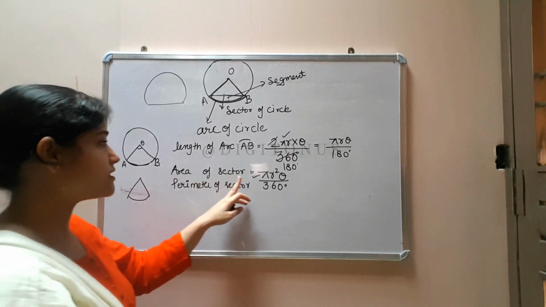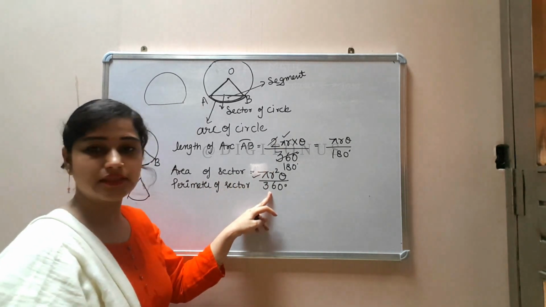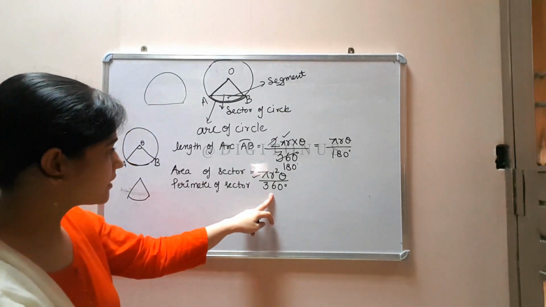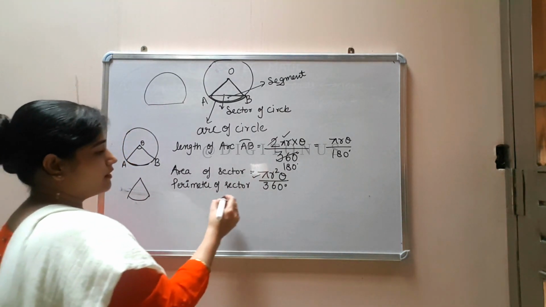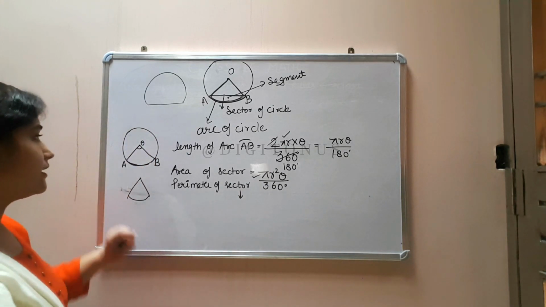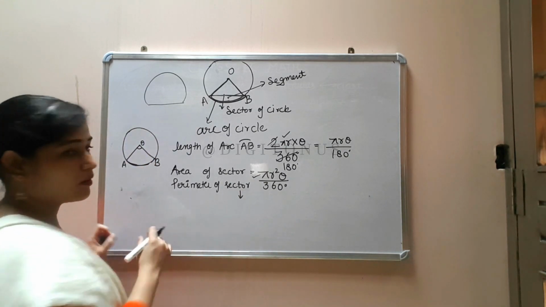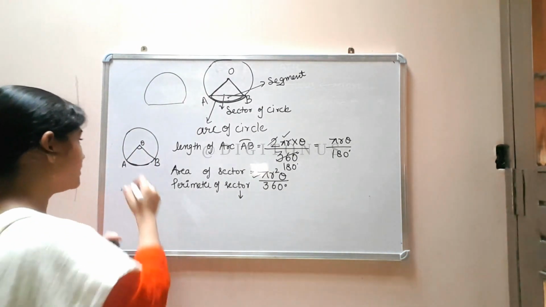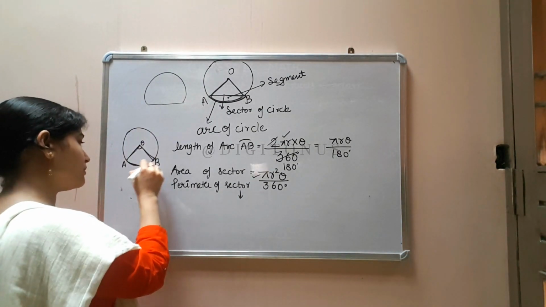So what is the area of sector? Pi r square theta upon 360 degree. Okay. Now what about the perimeter of sector? आप इसका perimeter कैसे निकालेंगे? Perimeter का मतलब क्या होता है? Boundaries. You should think yourself. Means this part plus this part plus this part.